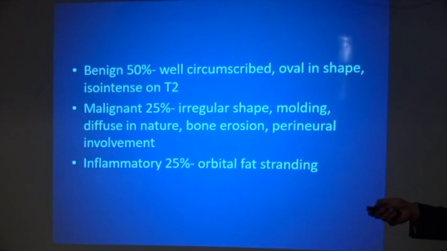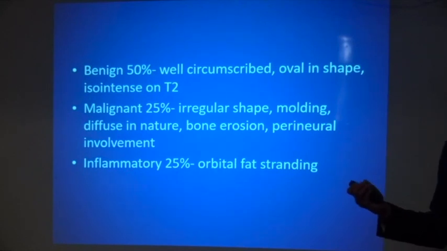So what they found in their large study of thousands of orbital tumors is that 50% of these were benign. And typically the benign ones were well circumscribed, they were oval in shape, and iso-intense on T2 imaging. The malignant tumors comprised another 25%. They were irregular in shape, there was a lot of molding, they were diffuse, there was bone erosion, and there was perineural involvement. And those are the characteristics there. And last, 25% is the orbital fat stranding. There is, as I showed you earlier, some inflammation, etc., that results in orbital fat stranding where you have a very mucky or dirty fat.